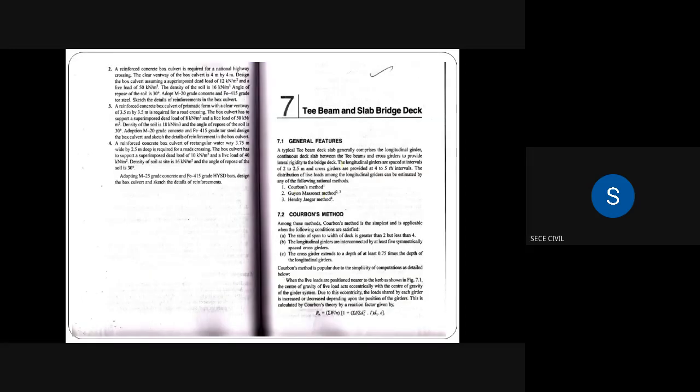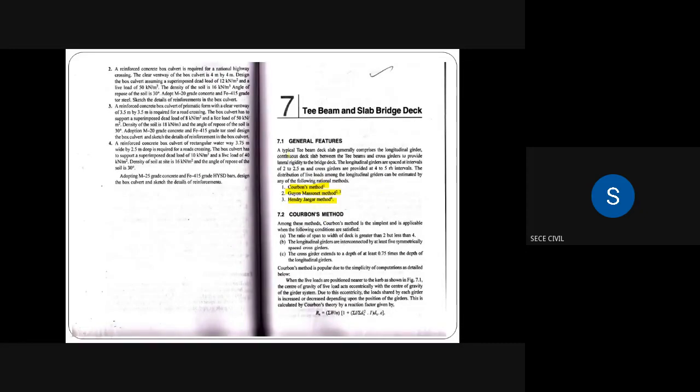I already gave an intro to the T-beam bridge, but once again, there are three methods for designing the T-beam bridge: Courbon's method, Guyon-Massonnet method, and Henry Jaeger method. We are dealing with Courbon's method only.